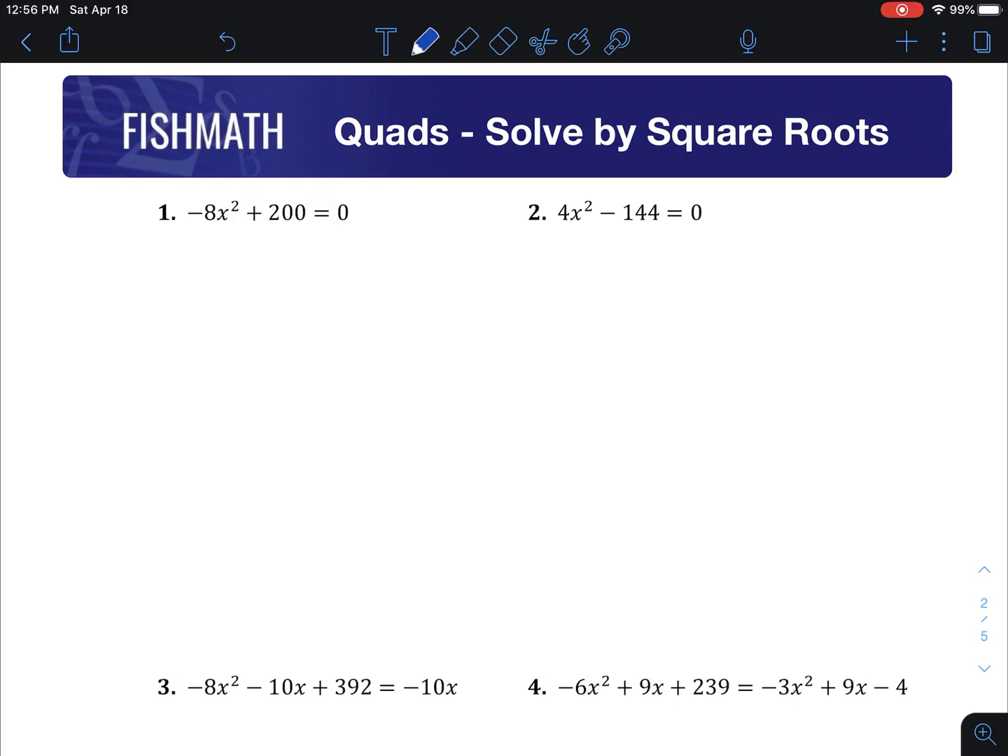Hi everyone, we're going to solve these quadratic equations here by taking a square root. It may not always be obvious which ones will be square root, which ones will be factoring. You could actually factor these too. I'm just going to show it kind of both ways to show that there's options.